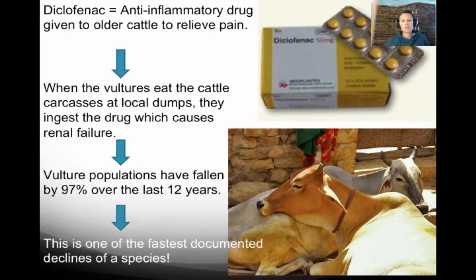So the vultures suddenly started having these major die-offs, and their populations plummeted extremely quickly. It was one of the fastest documented declines of species that we'd ever seen in the world. And they went down really, really fast. In just 12 years, they lost almost 97% of both of the populations of those vultures.